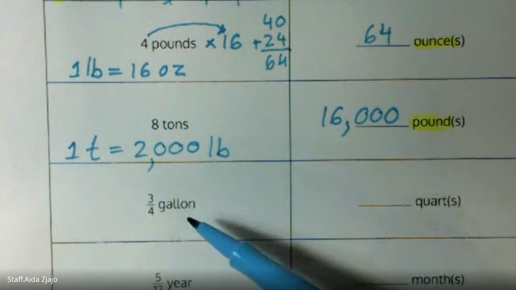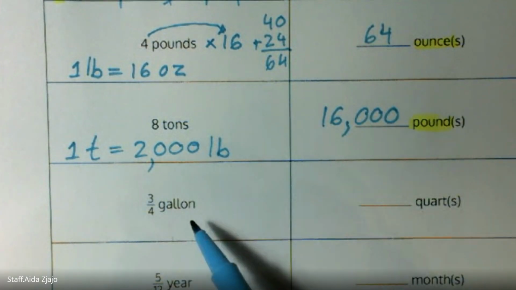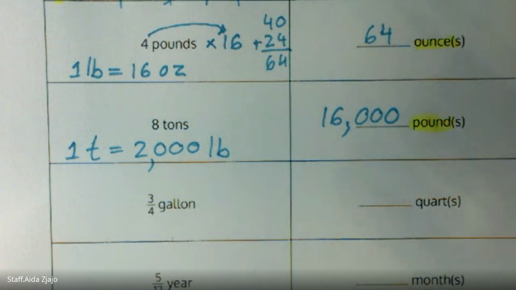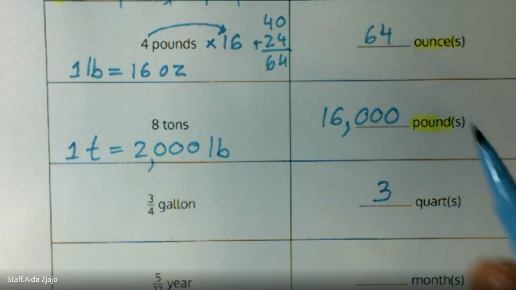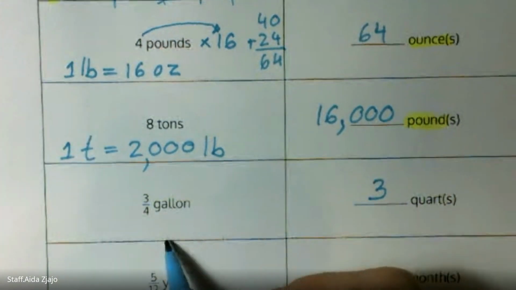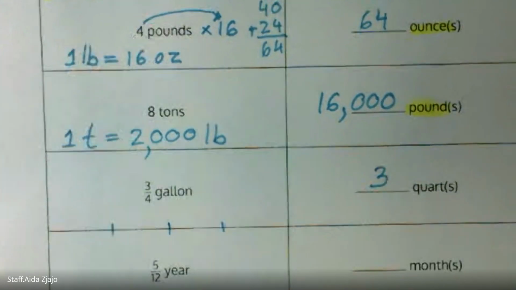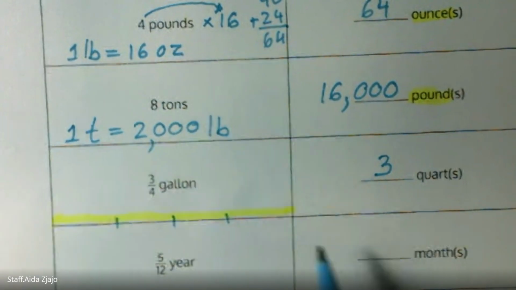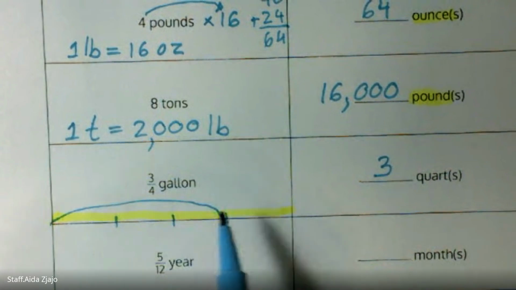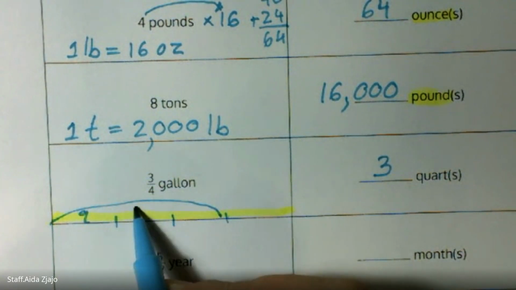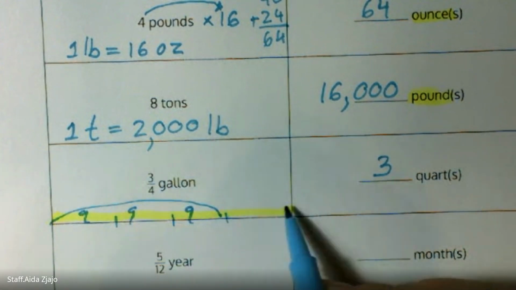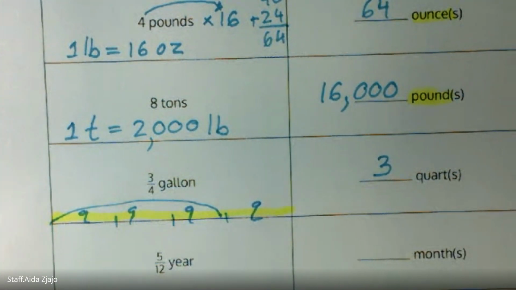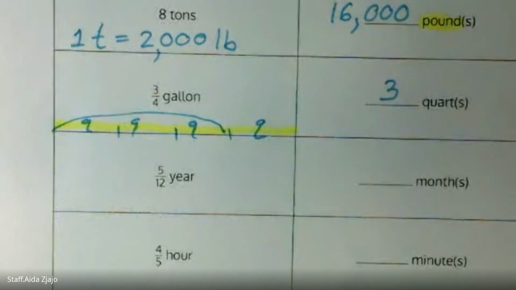Next, if we have 3/4 of a gallon, a gallon has 4 quarts. And if you have 3 out of 4, think about this: if this is 4, this is a whole gallon. You really have these 3 parts. You have a quart, you have three quarts out of 4. That makes the gallon. Okay.